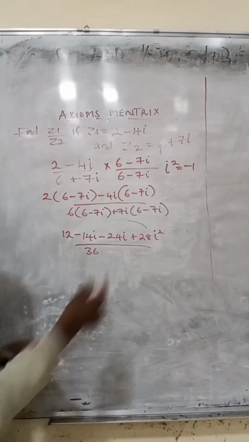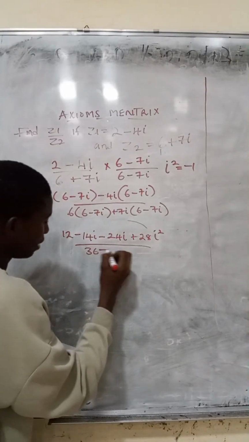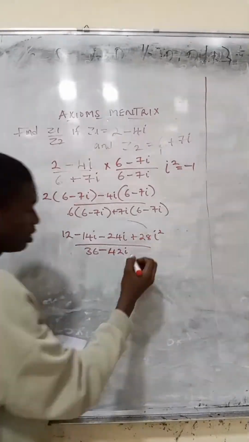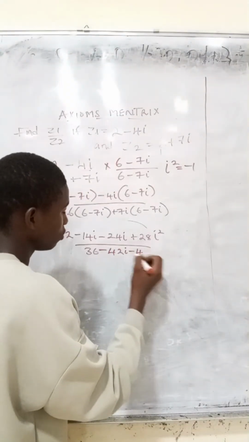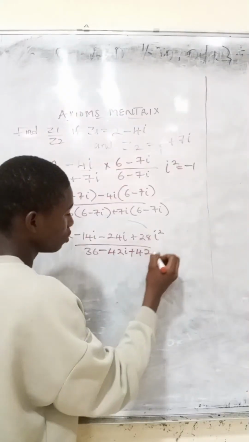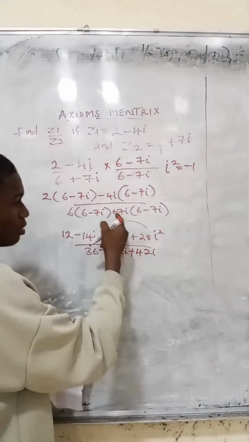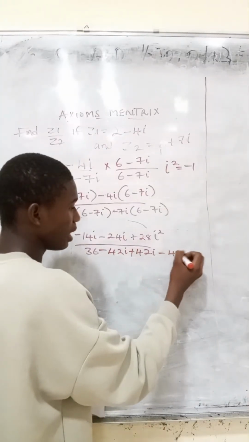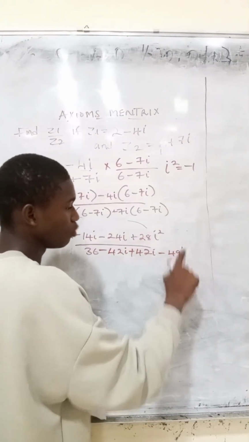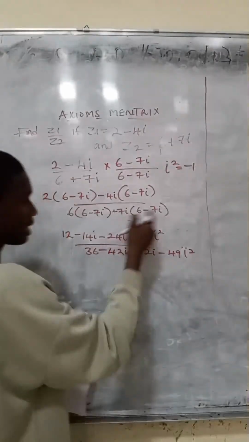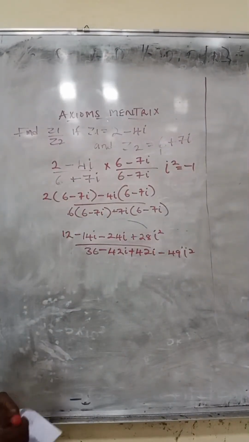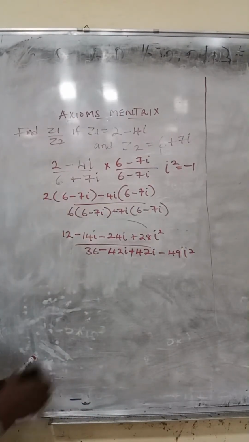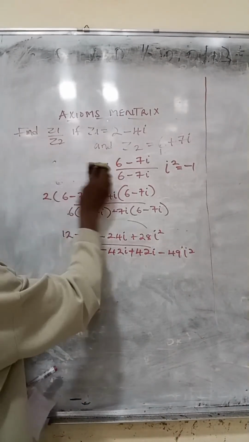Now this times this is going to give me minus 42i. Then this times this is going to give me plus 42i. So minus times plus is going to give me minus. This times this is going to give me 49, and then I'm having my i squared, because i times i is going to give me i squared. So now, permit me to clean this part so I can continue from here. I'm cleaning this.